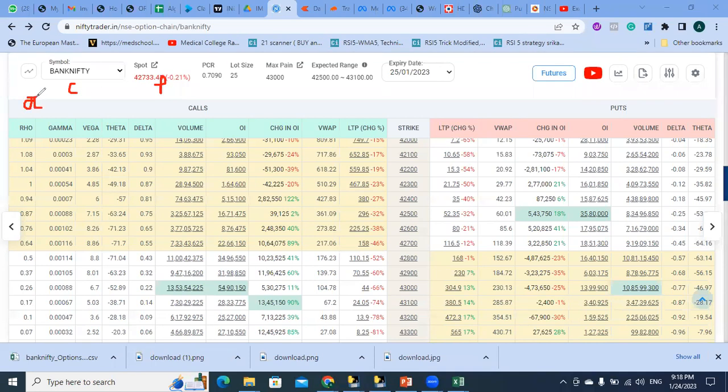If OI of call is increasing and put is decreasing, then the market is bearish. Very good. If call OI is decreasing and put OI is increasing, it means the market is bullish. Now, if call OI is increasing but put OI is not increasing, or if put OI is increasing and call OI is not increasing, then it is a sideways market.